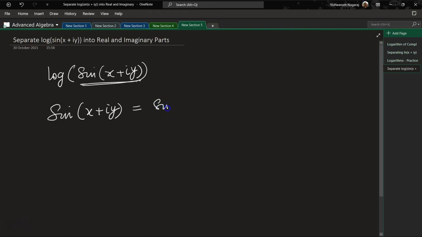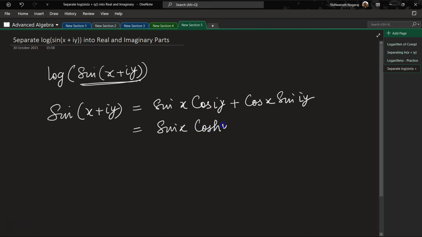This is going to be sin x cos iy plus cos x sin iy. Cos iy can be written as hyperbolic cos of y, and sin iy can be written as i sinh y. So I'll write sin x cosh y plus i cos x sinh y.